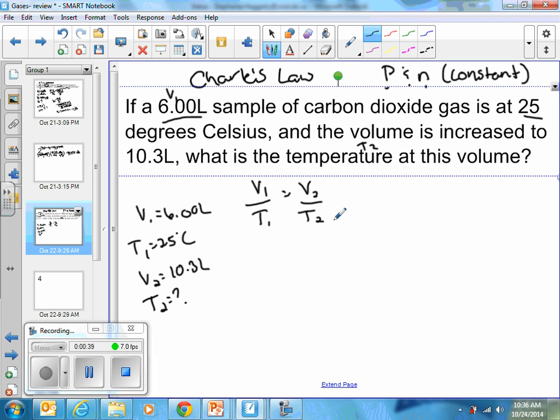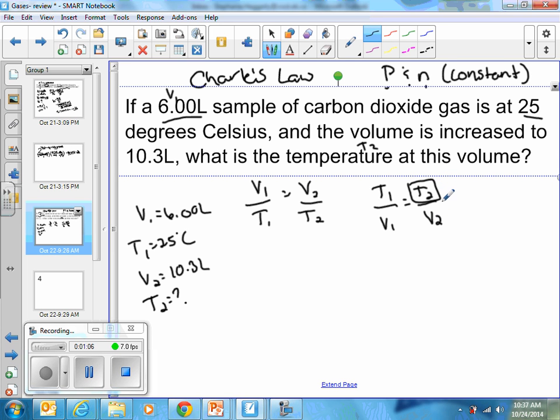When we're solving for temperature, a way that we can save a little bit of time rearranging is we can flip the equation so that our temperatures are in the numerator. So I'm trying to isolate T2. That means I need to move V2 over to the other side.